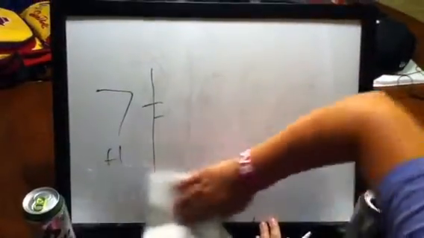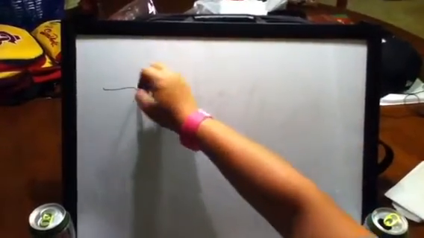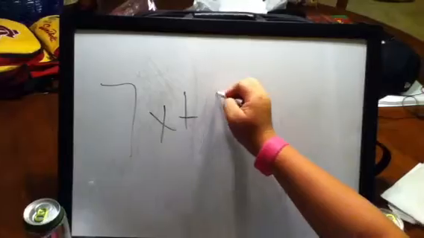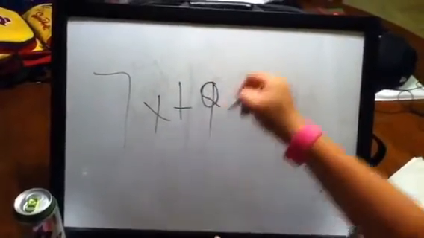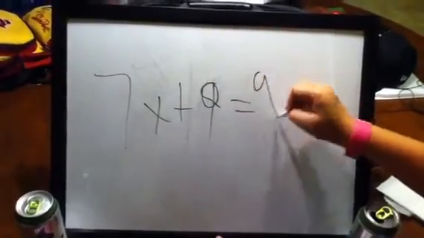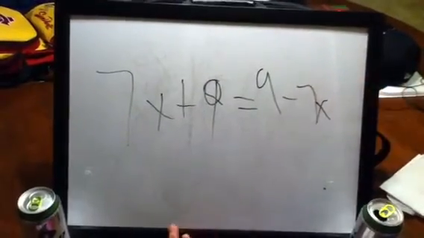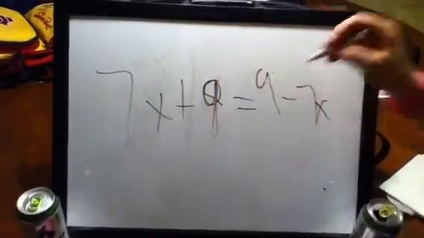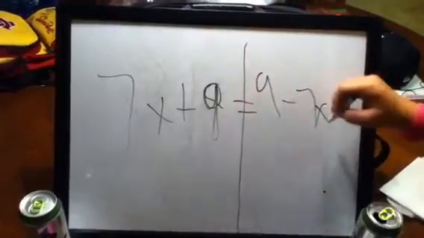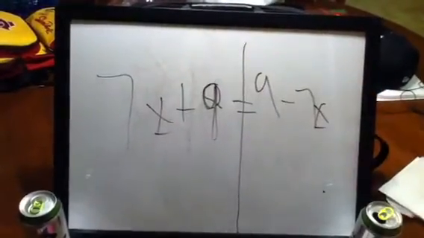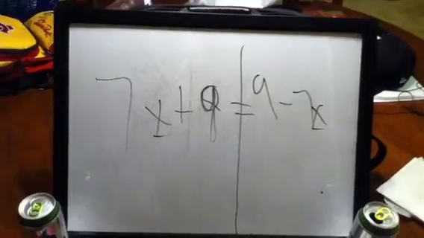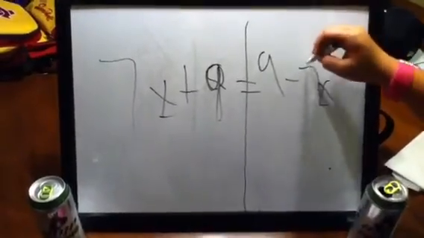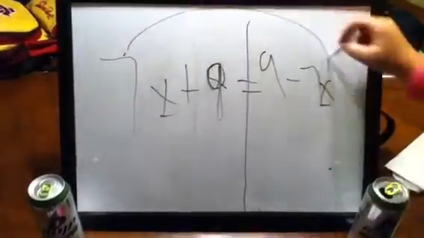And sometimes you get a little trickier stuff, when there's two x's or a's, or whatever letter you're using, on the same side or opposite sides. So on this we're going to have 7x plus 9 equals 9 minus 7x. Because there's two x's, we're actually going to have to take one of them and flip it over.